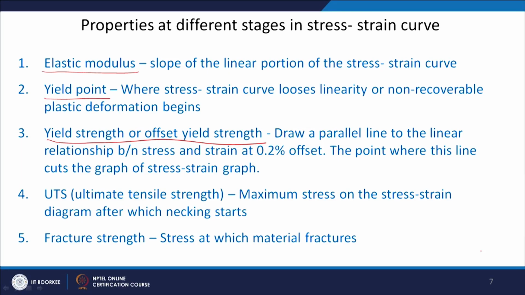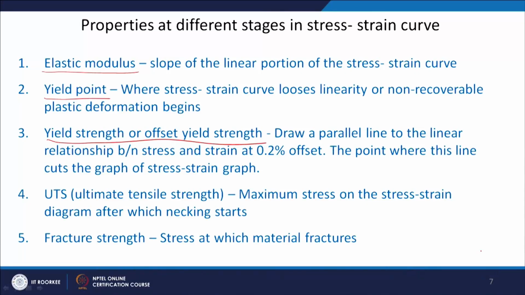Okay, as I told you, in some materials where the stress strain curve is a continuous curve, you cannot find out the yield strength. So what we do is we draw a line parallel to the linear relationship between stress and strain at 0.2% offset. The point where this line cuts the stress strain graph is your yield strength. Okay, then you will have ultimate tensile strength, the maximum stress on the stress strain diagram, after which necking starts. Okay, so up to this point you will have uniform deformation, after this you will have non-uniform deformation.